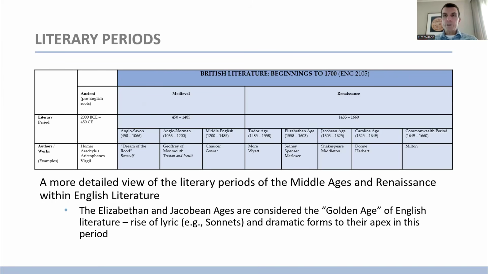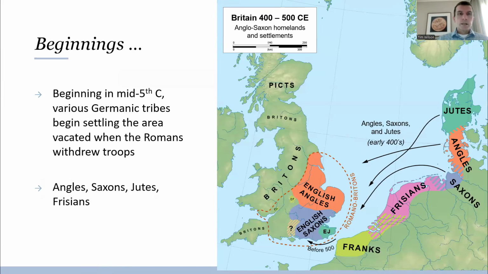So Shakespeare, this is when Shakespeare's writing. Spenser's writing, Sidney's writing, Marlowe, these others. So we have this rise in lyrics, so love sonnets. We have the rise of drama, sort of true tragedy for the first time in thousands of years, right? And so this is often referred to as the golden age of English literature. It's the period of literature that I specialized in.